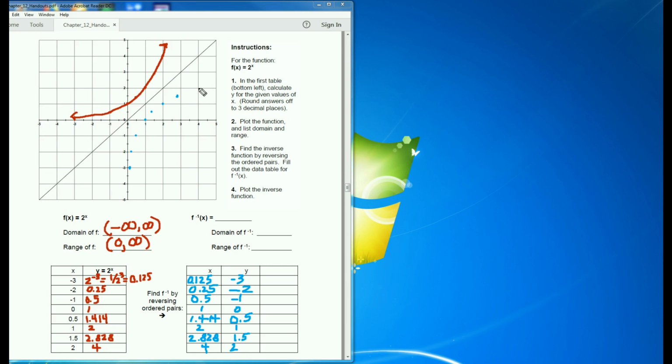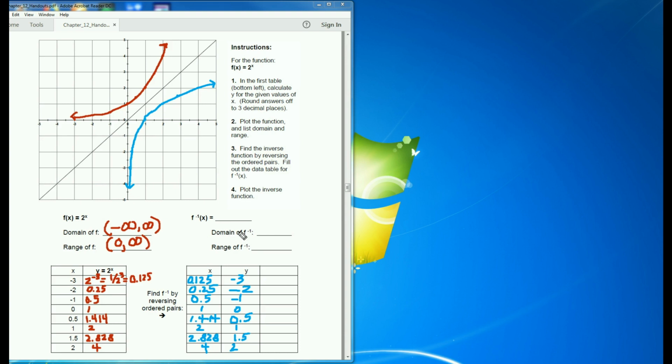All right, so 4 comma 2. And again, let's try to connect those with a nice, oops, I totally missed there. Smooth curve. It's going to be kind of like that. And like this. And that's going to keep going down and down and getting closer, but never touching the y-axis. Okay.